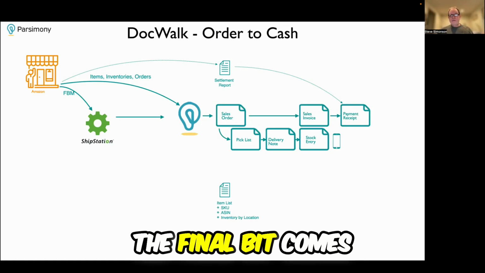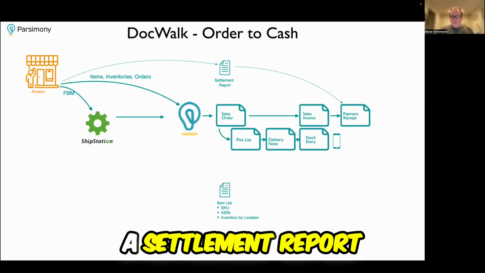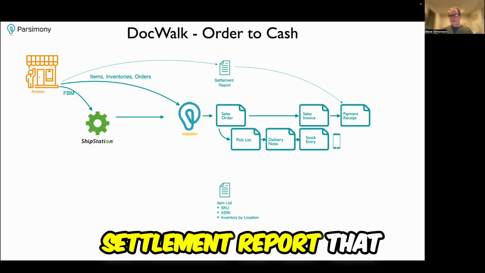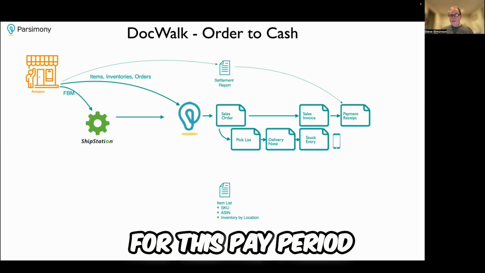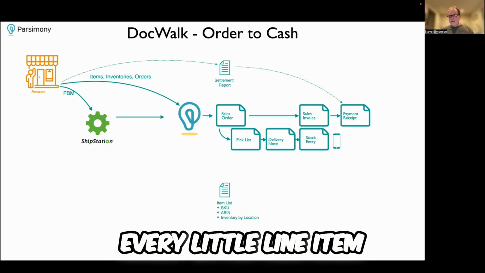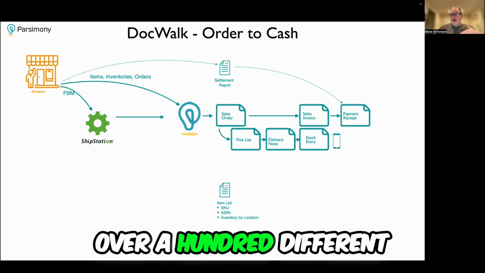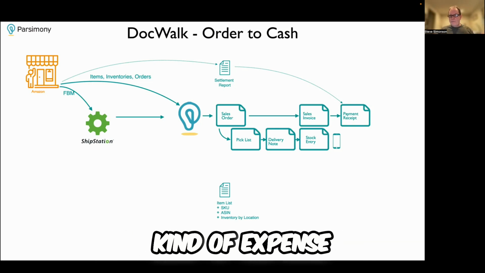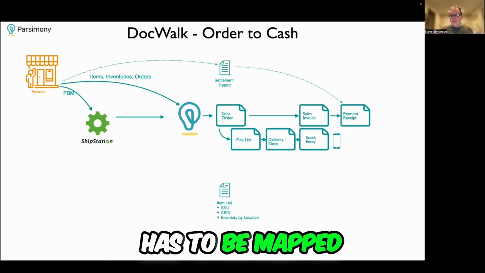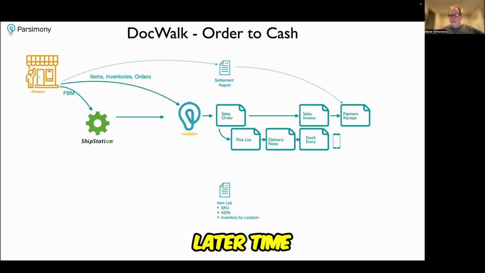The final bit comes in with what's called a settlement report. Now, Amazon creates a settlement report that essentially says, here's all the stuff for this pay period that happened, every little line item. And Amazon has over 100 different codes about here's a different kind of income or here's a different kind of expense. And all of that has to be mapped into the system. And we can talk about that at a later time.